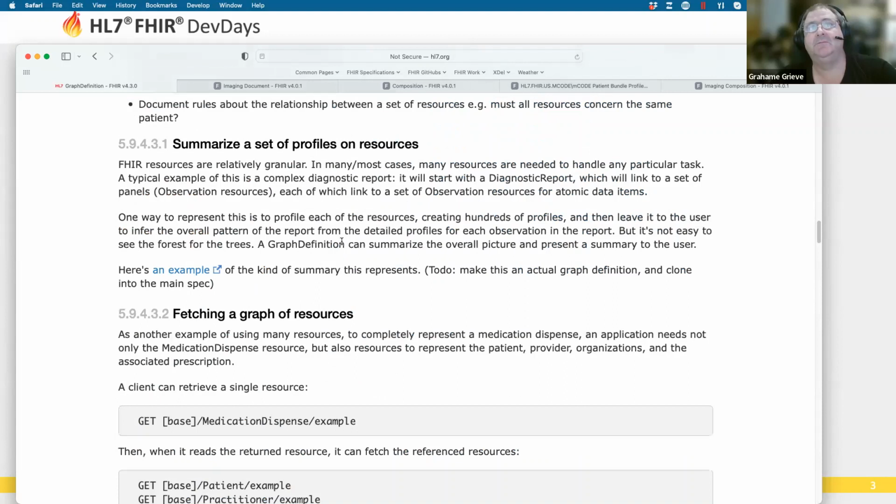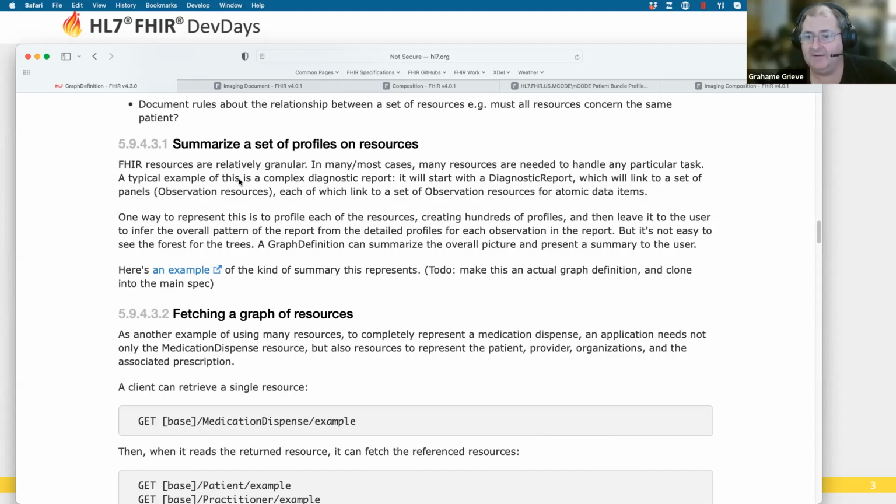One thing you can do is just give an overview of a set of resources whose relationships are defined by the profiles, but you can't see the wood for the trees because you're looking at all the trees individually. So the graph definition can say, this is the overall picture of the profiles, the view that they build. Or you can actually use it to fetch a graph. You can say, I'm fetching the patient, and from the patient, I want to fetch his observations, and from each observation, I want to fetch the practitioners, and then say to a server, given this graph of resources, just give them all to me.